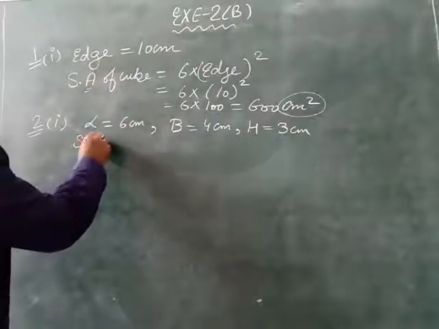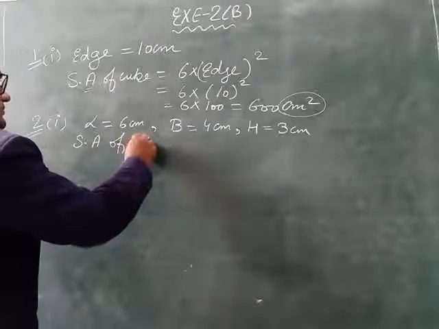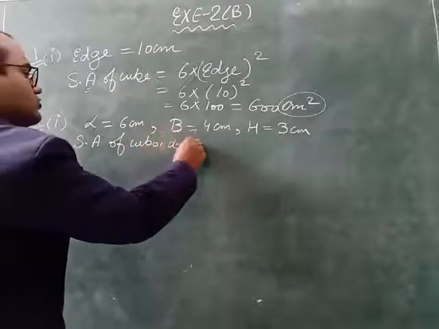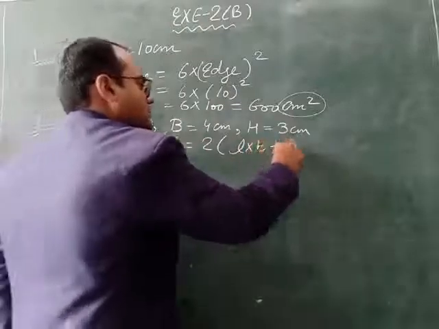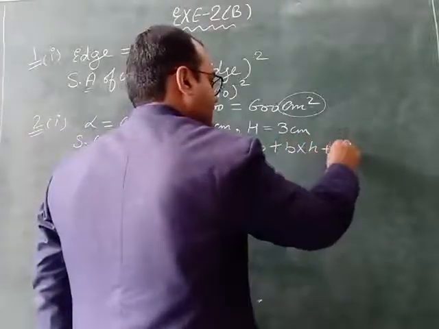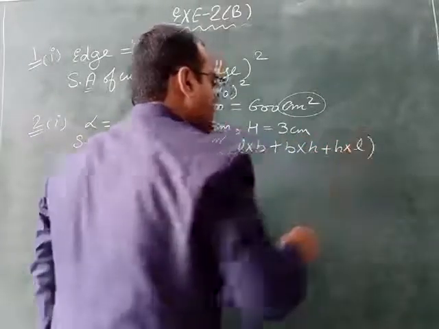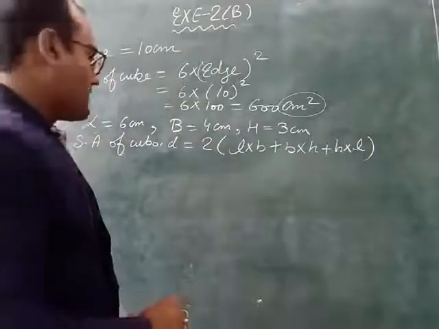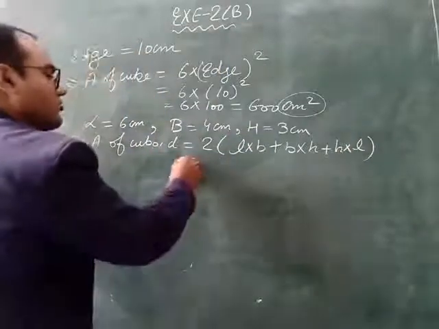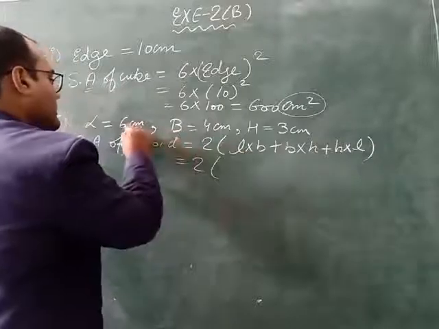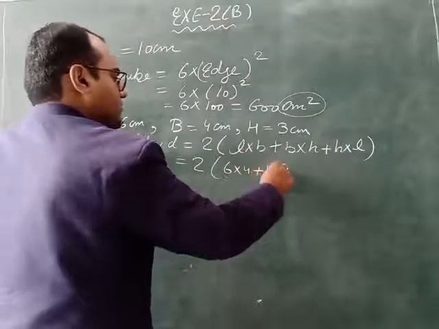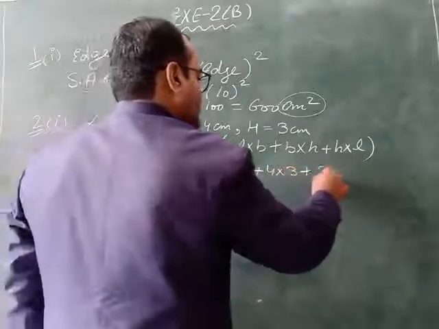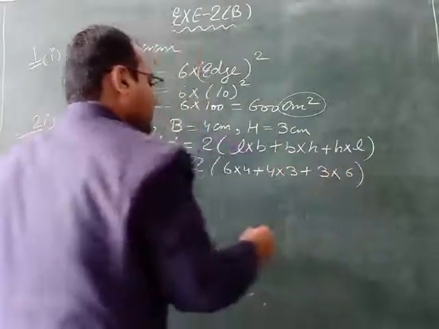So the formula for surface area of a cuboid is 2 bracket L multiply B plus B multiply H plus H multiply L. This is the formula to calculate the surface area of a cuboid. Now we have to put the values. L into B, 6 into 4, plus B into H, 4 into 3, plus 3 into 6.